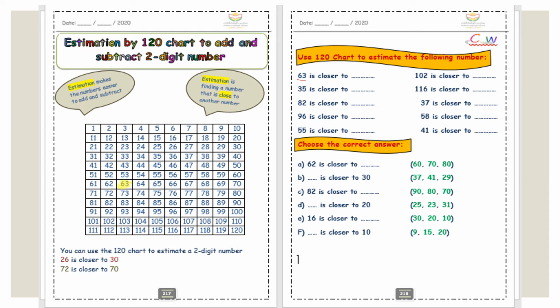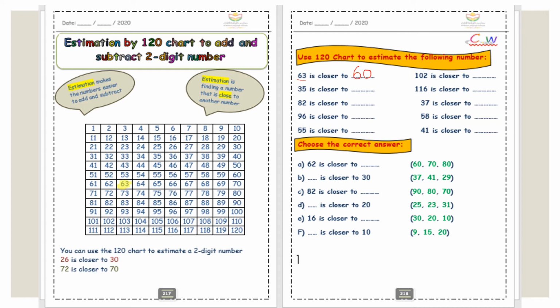So 63, we're going to estimate to the nearest 10. Is it closer to 60 or is it closer to 70? So let's count the steps to 60. It's 62, 61, and 60. 3 steps. And let's count the steps to 70. It's 1, 2, 3, 4, 5, 6, and 7. So it's closer to, yes, 60. Now, let's see another example.